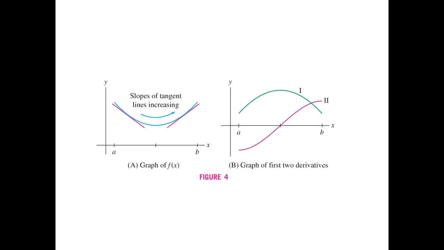So sure enough, Roman numeral 1 is a good graph of your second derivative of the blue function here. Okay. Any questions on that? Roman numeral 2 was the first derivative. Roman numeral 1 was the graph of the second derivative. Okay.